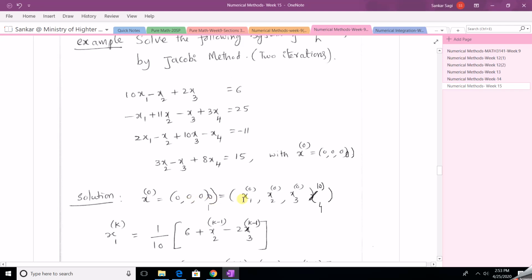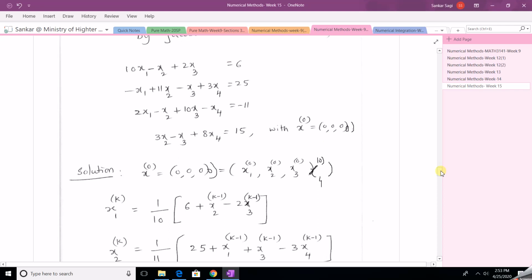So using them, we have to find the approximations for x1, x2, x3, x4, and we have to perform 2 iterations. That means first approximation, after that second approximation. In this Jacobi method, first we have to see whether the system is diagonally dominant or not. To check it, the condition is that the diagonal element in absolute value must be greater than or equal to the other elements. The coefficients, not the right hand side, in absolute value.